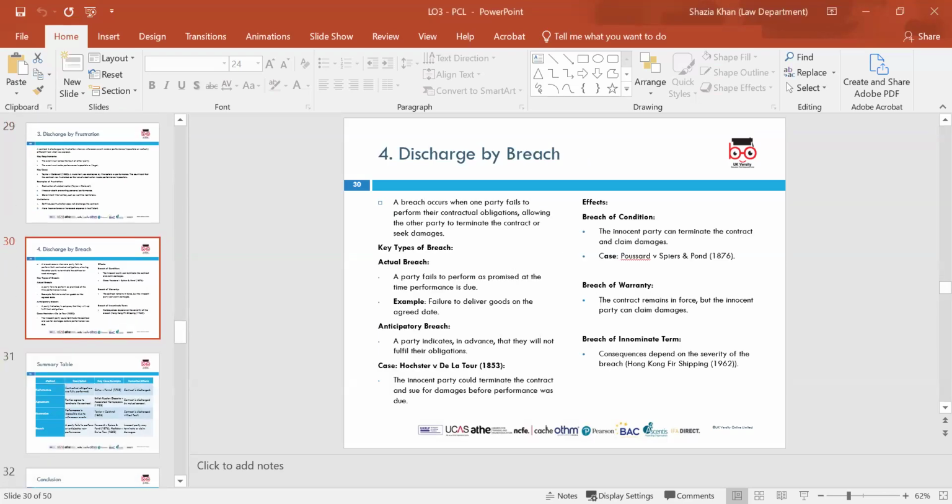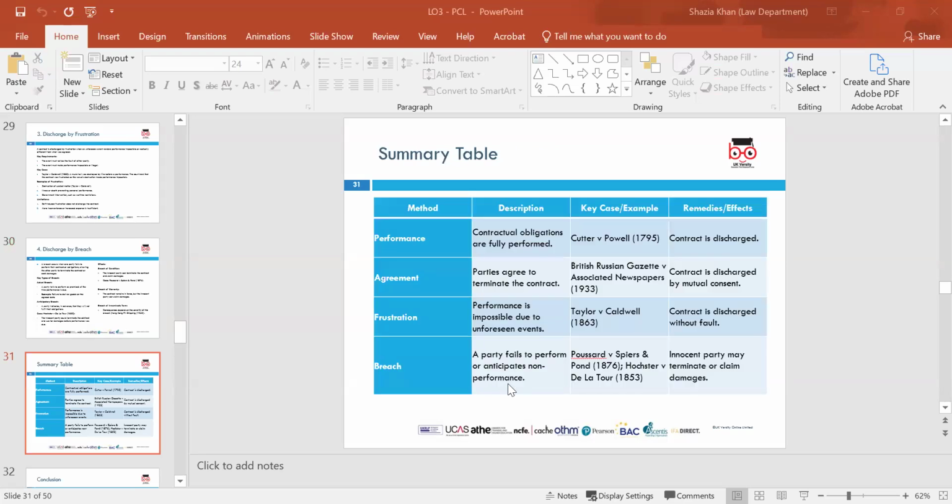Discharge by breach. Discharge by breach of contract means a contract is terminated because one party failed to fulfill their obligations under the agreement, essentially breaking the contract and allowing the other party to end the contract as a result of the breach. This can happen if the party doesn't perform their duties, performs them poorly, or indicates beforehand that they won't perform as agreed in the contract. Key types of breach: actual breach, anticipatory breach, and the case of Hochster v De La Tour, 1853.